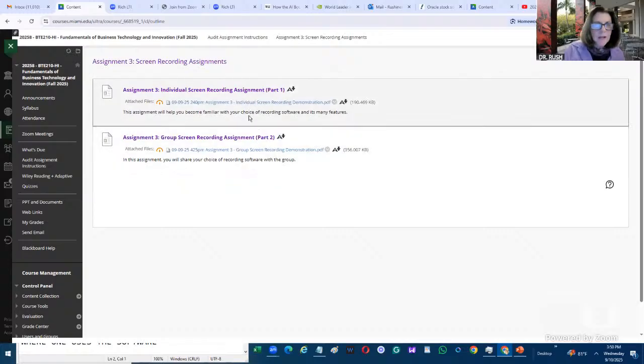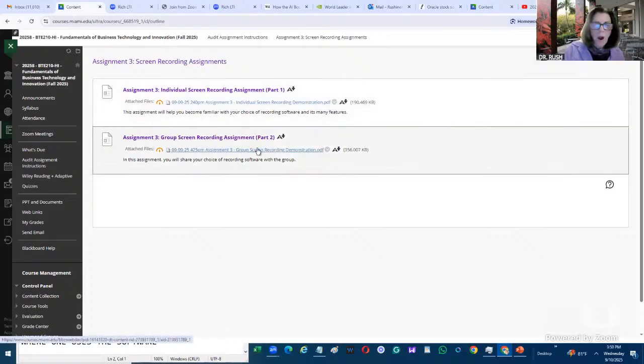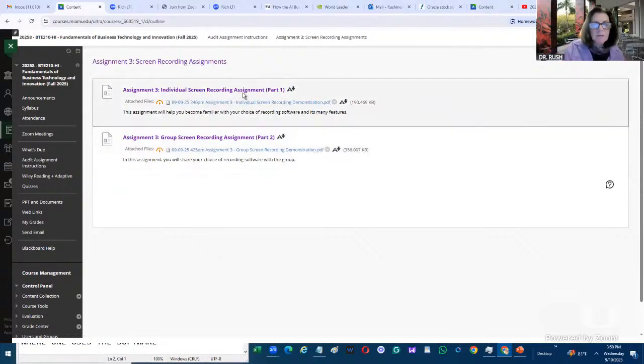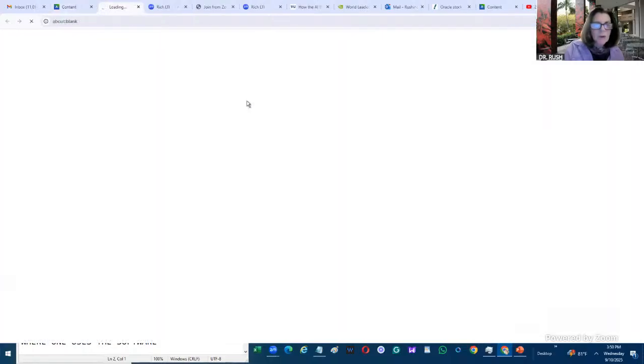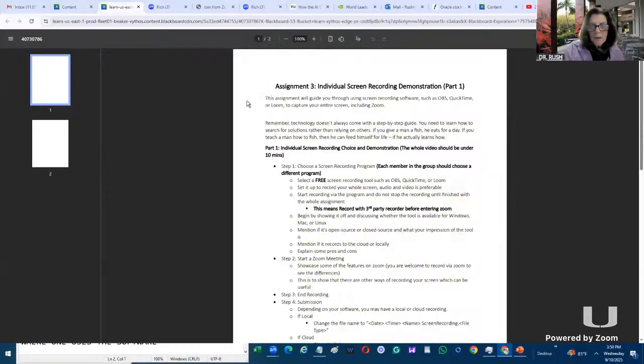Part 1, this is what? Individual. Part 2 is group. So Stephen, like you were talking about before, that you met together as a group, you first want to do your part on an individual screen recording assignment separately. So on the individual recording assignment, I'm going to open it up.